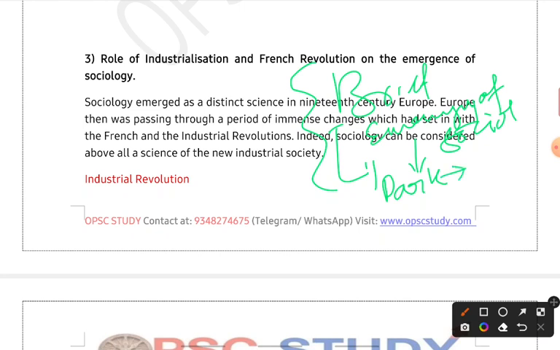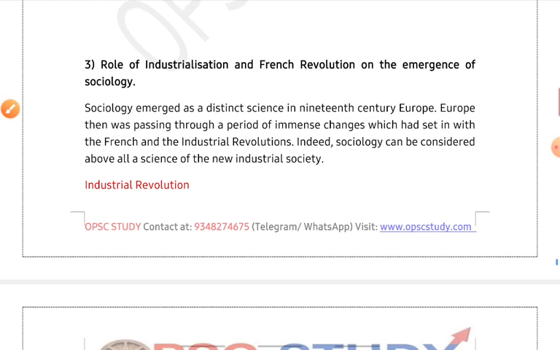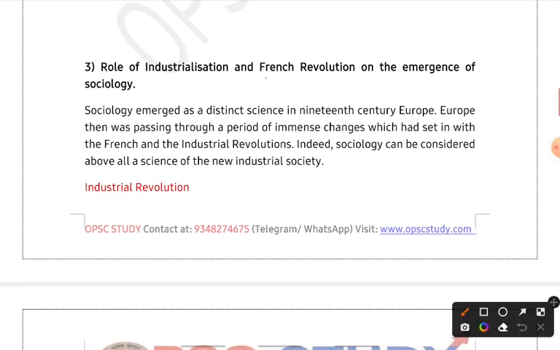Dark age led to the age of enlightenment, right? Like basically Renaissance phase, right? What happened in Renaissance phase? There was intellectual revolution, then scientific revolution, commercial revolution happened, right?